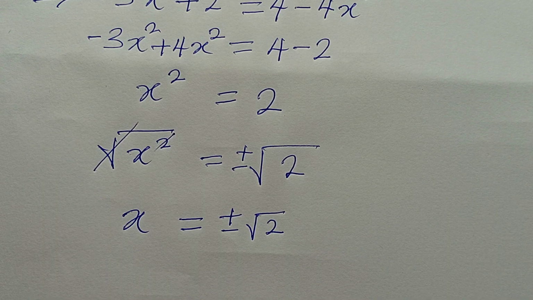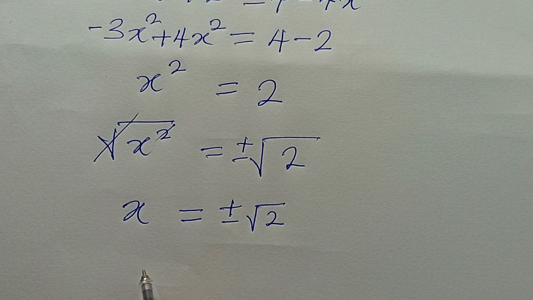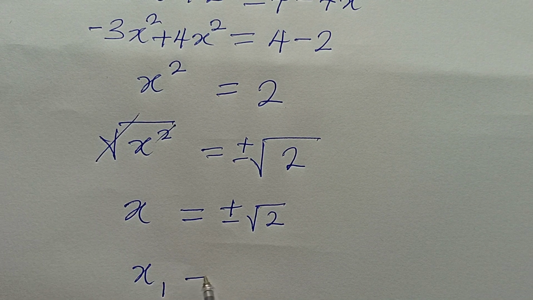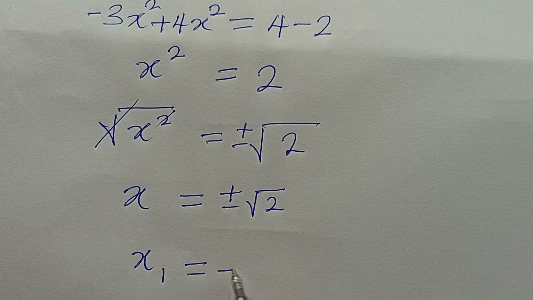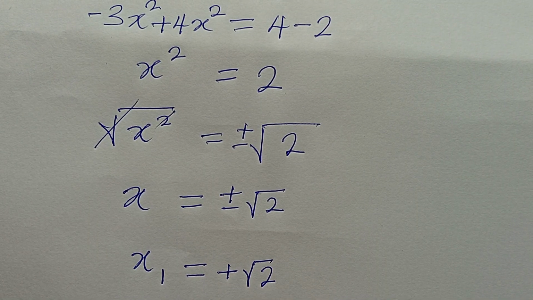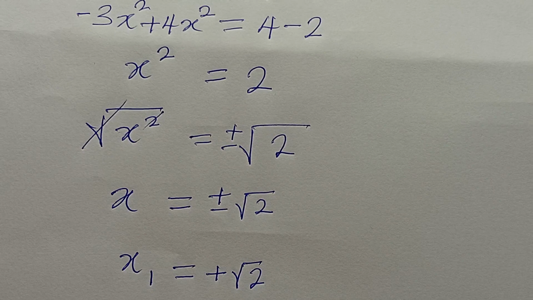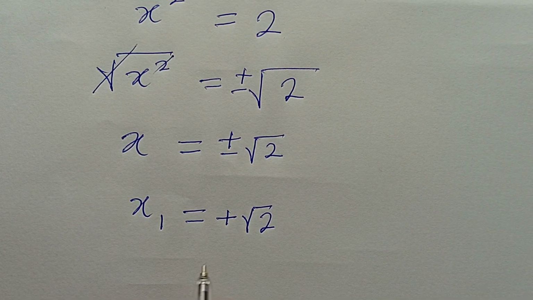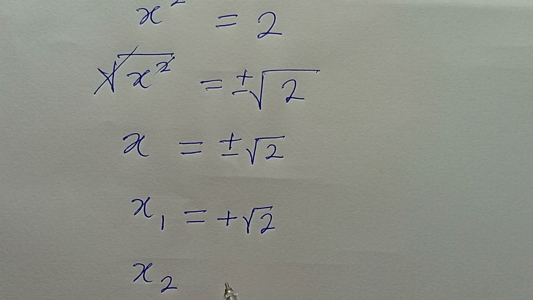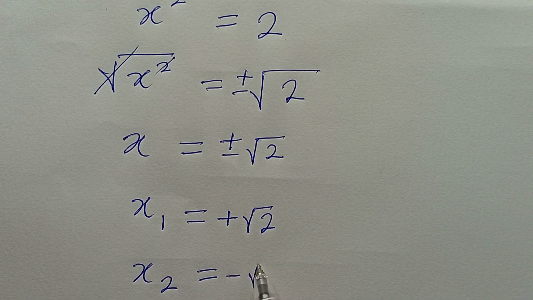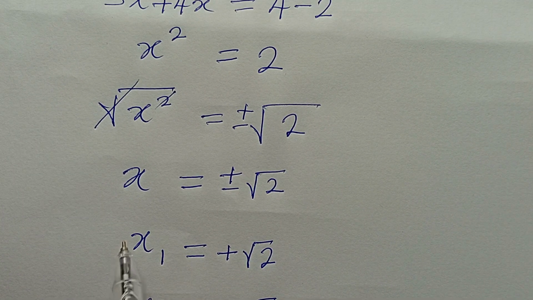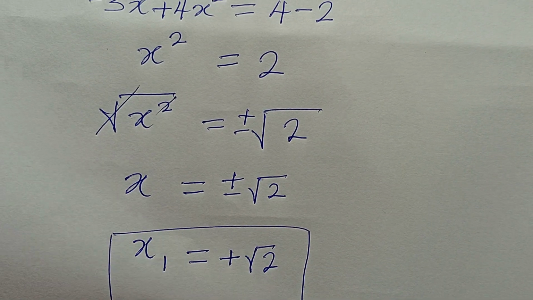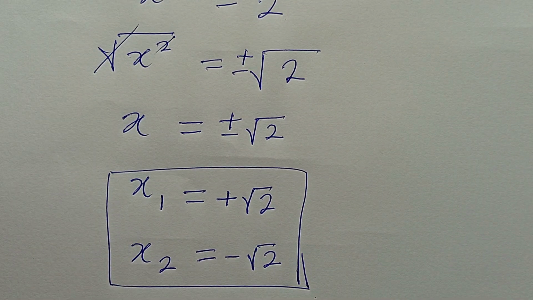But here we have two solutions. The first one, x1 is equal to the positive square root of 2, and the second one, we have the negative of root 2. So x2 is equal to negative root 2. These are the two values of x that satisfy the original equation.